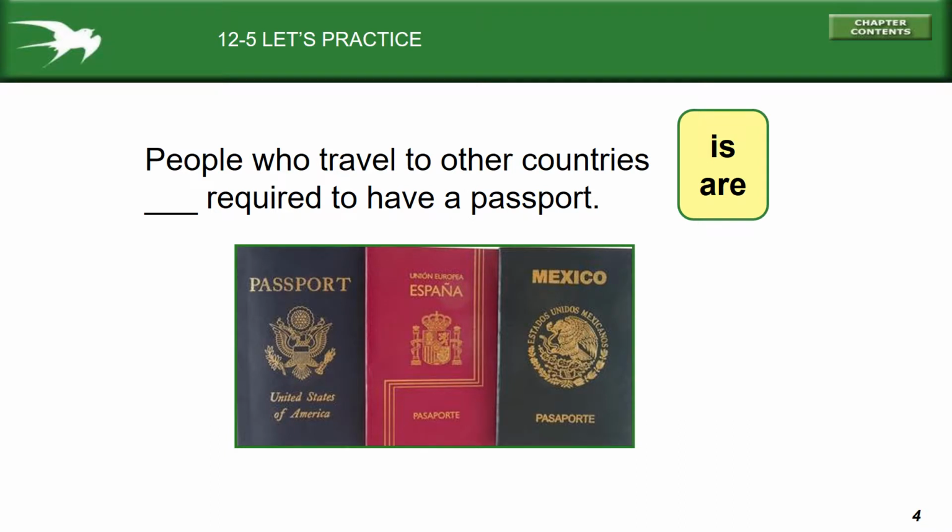People who travel to other countries, blank required to have a passport. So what is the noun? In this case, the pronoun who represents the noun people. Is people singular or plural? People is plural, so the correct answer is are. People who travel to other countries are required to have a passport.